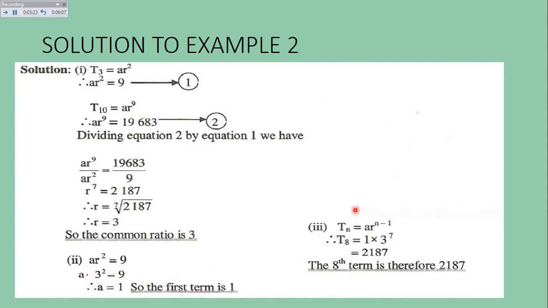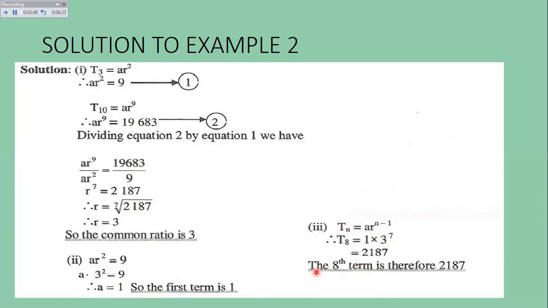Now you can use this to come up with whatever term we've been asked to find. As long as you have your first term and your common ratio, it is very simple to come up with whatever term you have been asked for. It can be T hundred, T 1 billion, T 1,000, whatever. You still come up with it correctly.